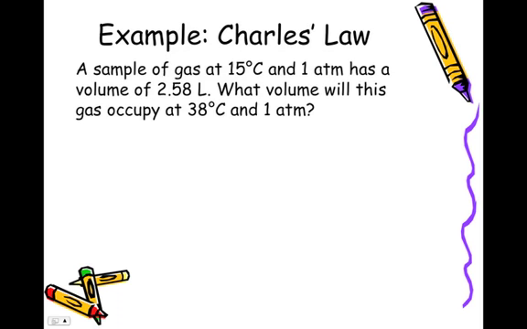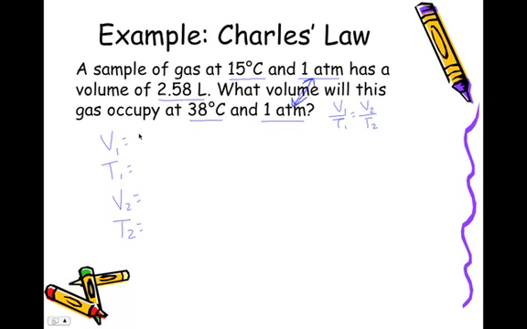So here's our Charles's law example. We're going to solve this again using the GUESS method, and that looks like this. A sample volume of gas at 15 degrees Celsius and 1 atmosphere of pressure has a volume of 2.58 liters. What volume will this gas occupy at 38 degrees Celsius and 1 atmosphere? So you can see right here that the pressure did not change. So when we have a constant pressure, we're going to use V1 over T1 equals V2 over T2. So now I'm going to write my stuff out. V1 equals, T1 equals, V2 equals, T2 equals.